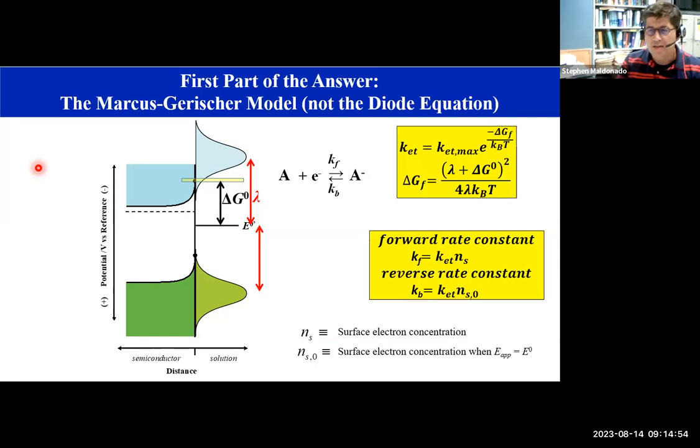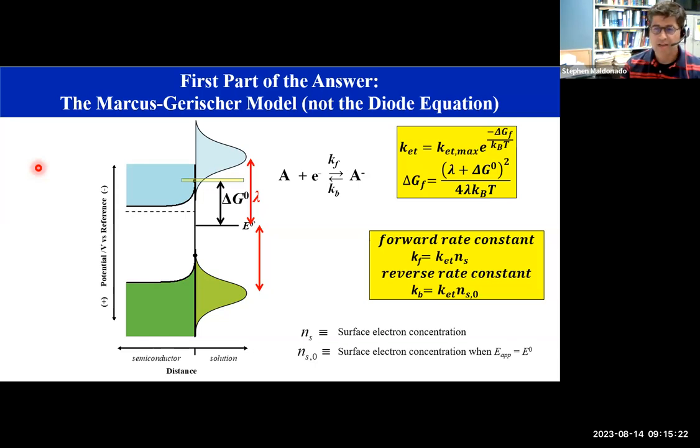The right side of this picture shows the solution, but drawn as sort of a fake amorphous solid. This was the trick that Gerischer brought to the table. In order to describe things between a semiconductor and a solution, the easiest way, at least to start, was to make the solution look like a solid in the sense that it also had a conduction and valence band.